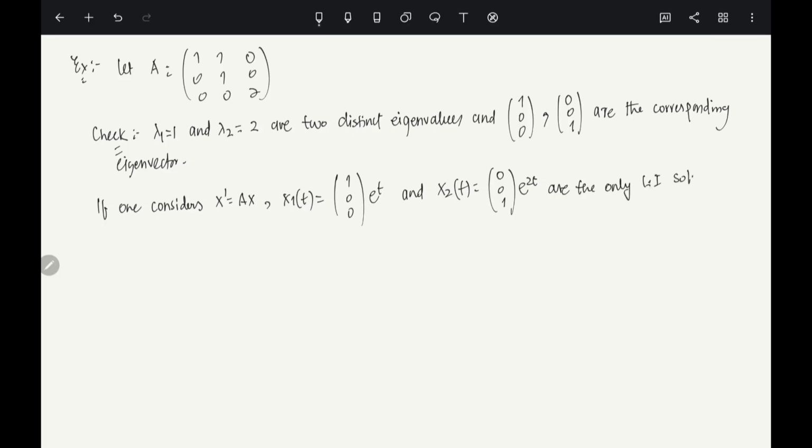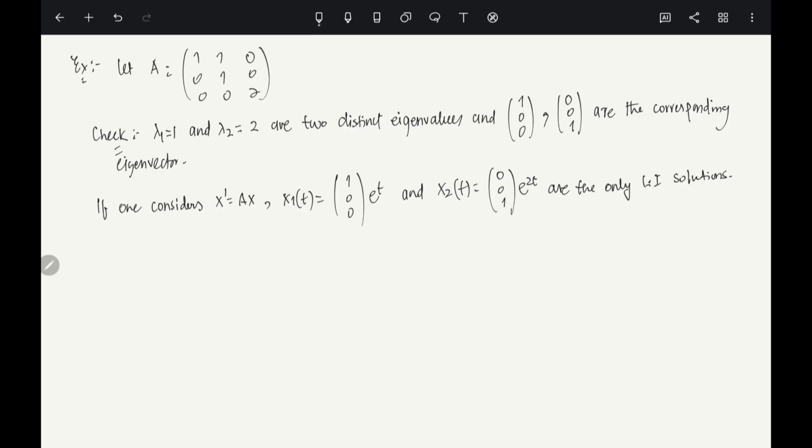But the problem is this is a 3x3 matrix, right? So the solution space is of dimension 3, and hence you need another solution to write down the general solution. So how do you find something like this? That is the main question. Clear? Okay, so what we are going to do is this.